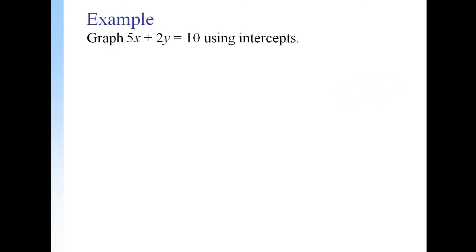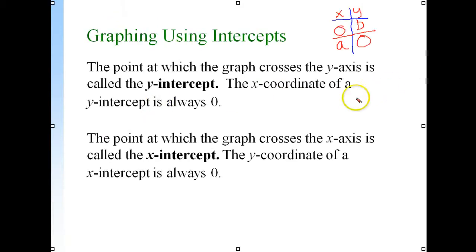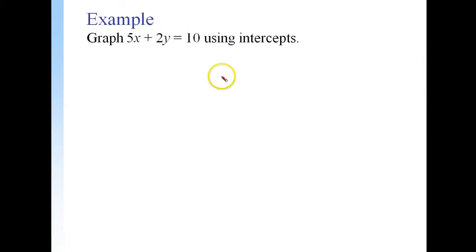So again, using our special technique, oop, got the wrong one. Here we go. X and Y intercept T-chart. Now if X is 0, this is going to be a 0 here. 5 times 0 is 0. So divide both sides here by 2. We get Y is 5. Now if Y is 0, we're going to divide both sides by 5. X is 2.